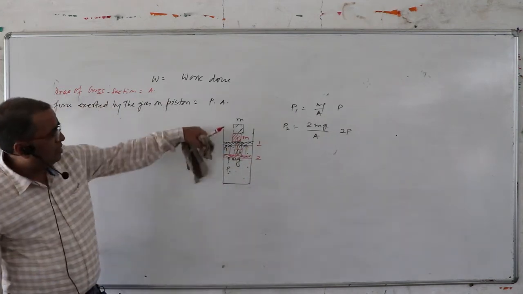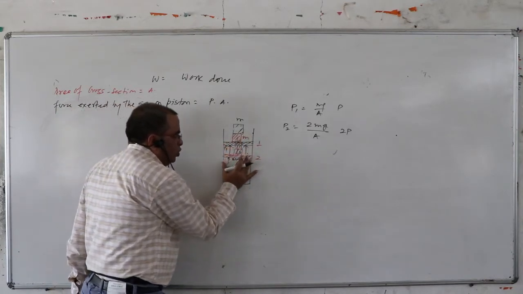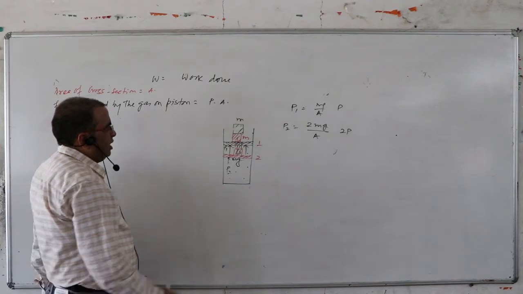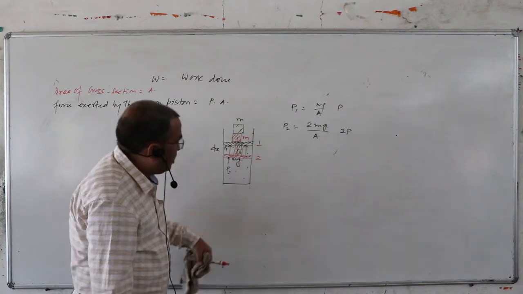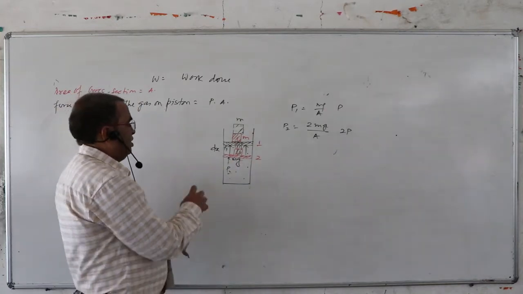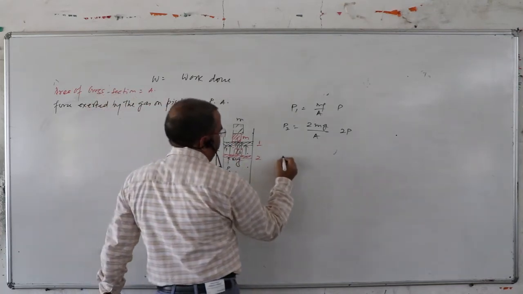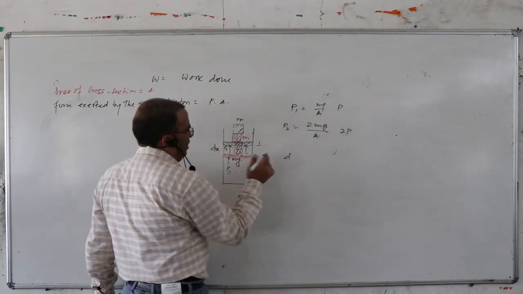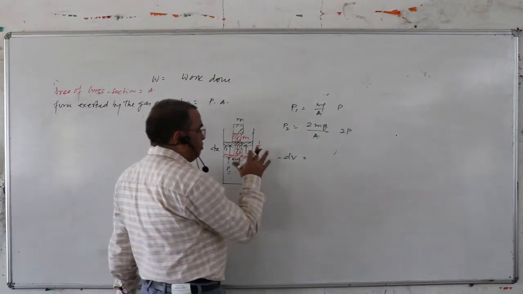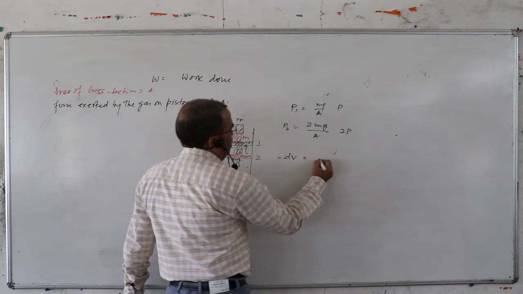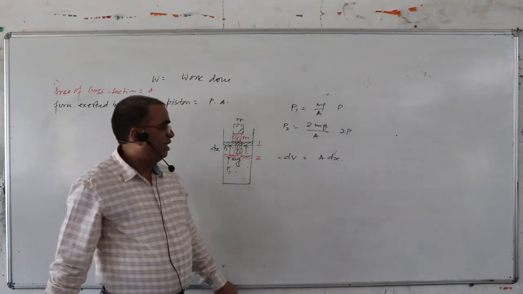Yes, the pressure has increased, but at the same time we can see the piston has come down to position 2. Suppose this displacement is dx. There is a compression in the gas. The volume left is this one now, not this one. So the volume has reduced. Decrease in volume means compression in the gas, and dV is what? A dx. The decrease in volume is A dx.